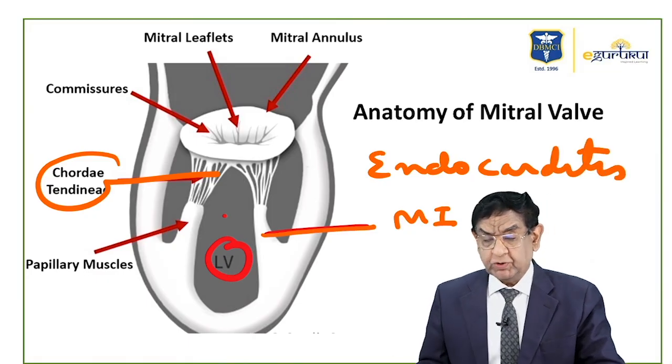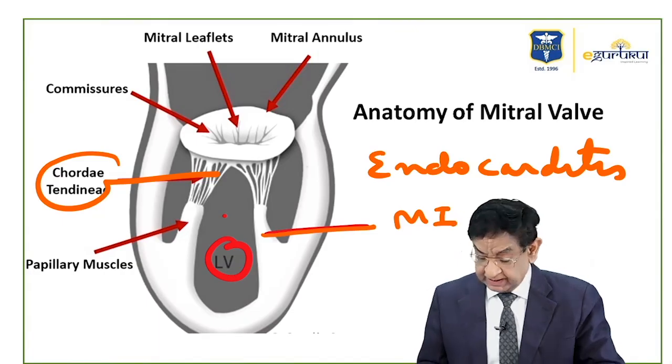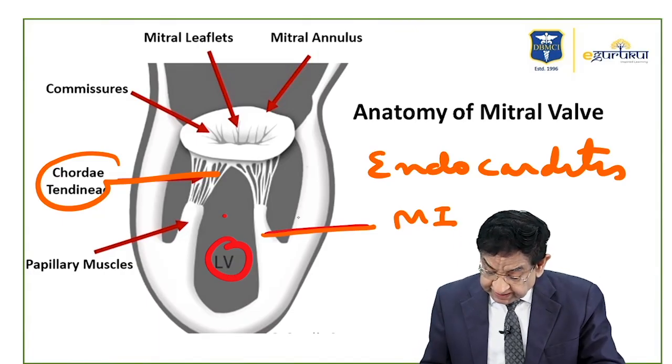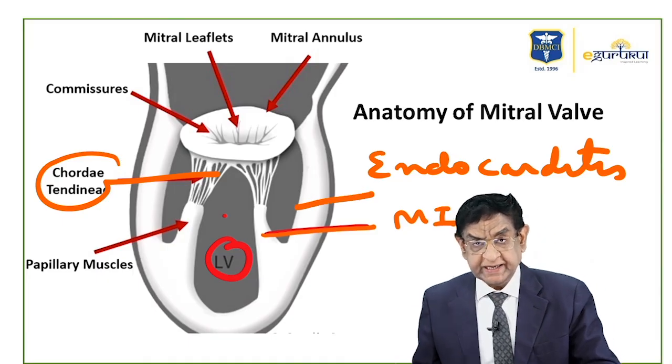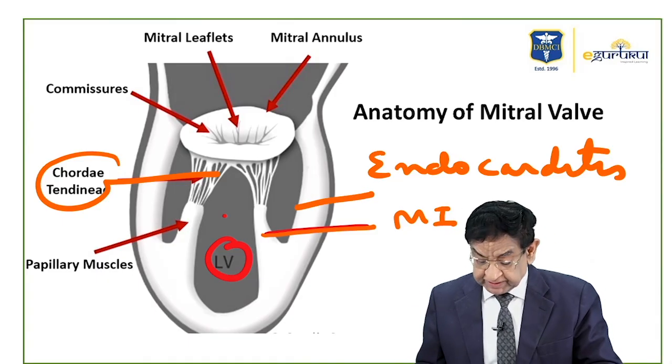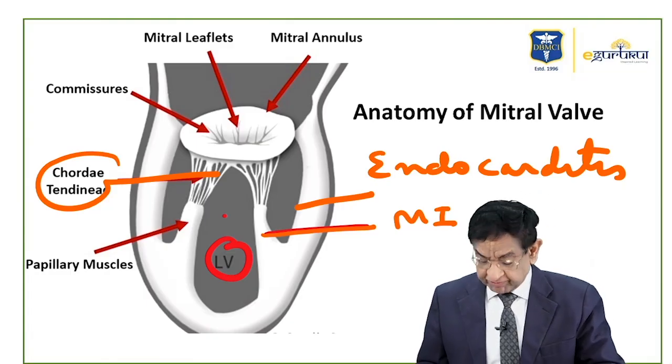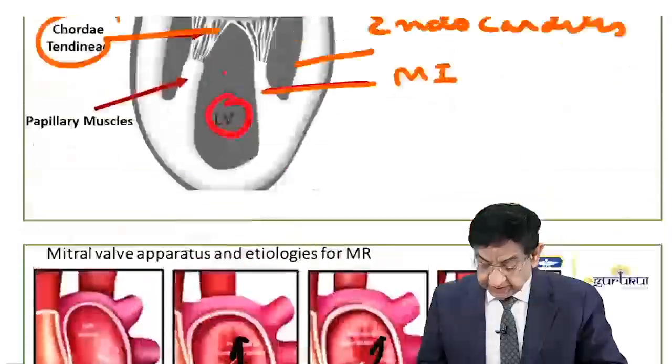Okay, endocarditis is the second one, chordae tendineae rupture, and it may even occur in endocarditis here also. So either the chordae tendineae are involved, or there may be involvement of the endocardial lining anywhere. They all lead to acute mitral regurgitation. Okay, right, sir.